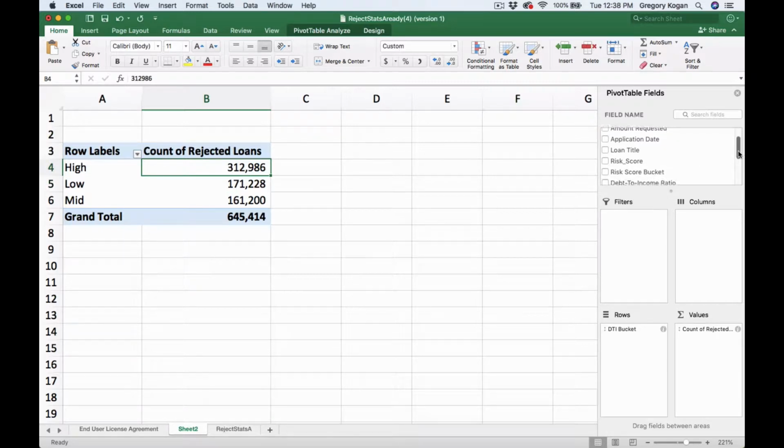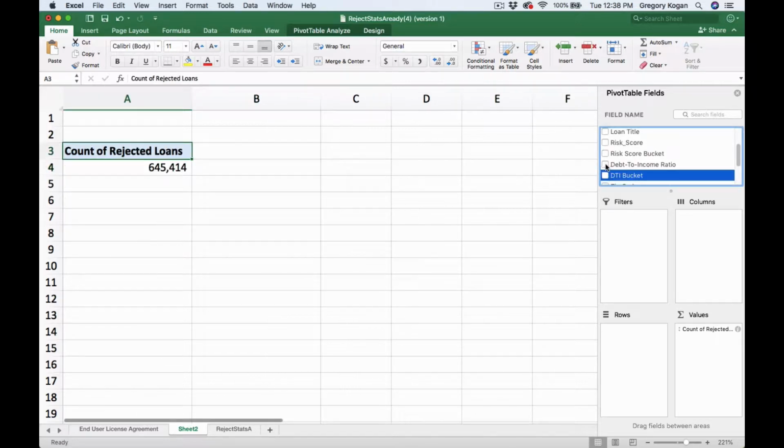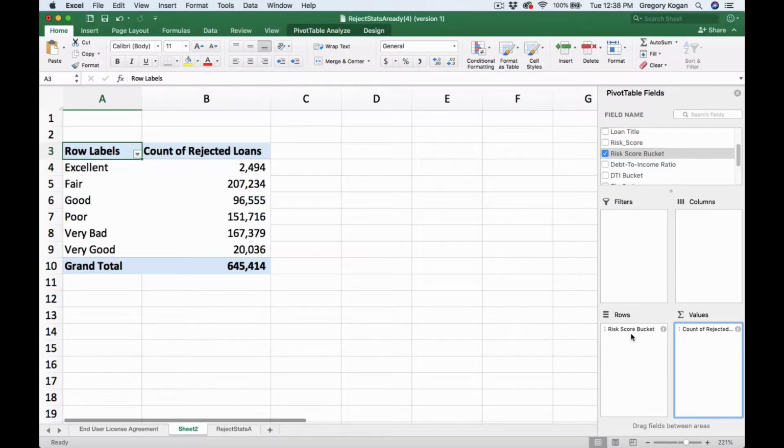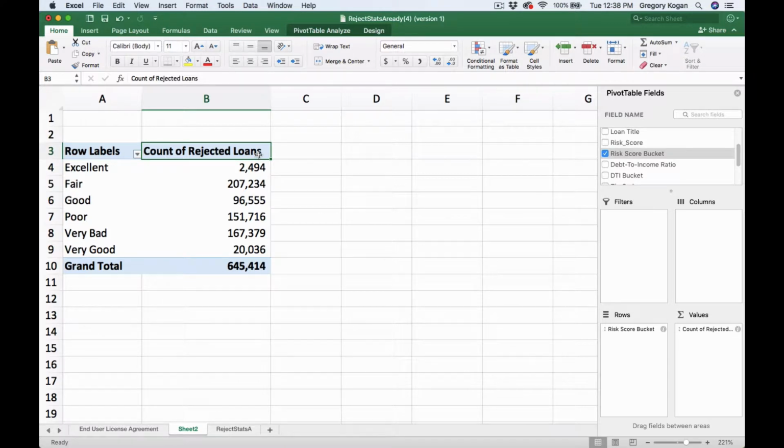The other one that we wanted to see is if we take off DTI and we put in the risk score bucket. Risk score bucket is going to be in the rows, right? Perfect. So now we see the rejections are not coming from excellent or fair. They're mostly coming from poor, very bad, and then good. So they're kind of proportional. In fact, can we sort this? Usually we would be able to, but you can kind of extrapolate.